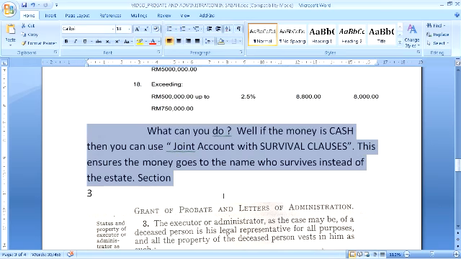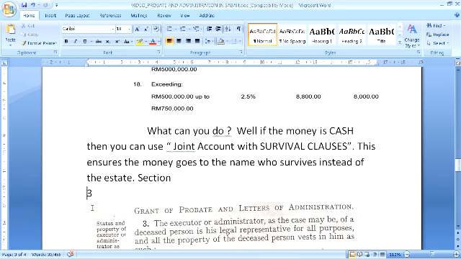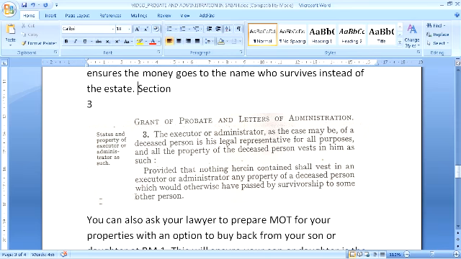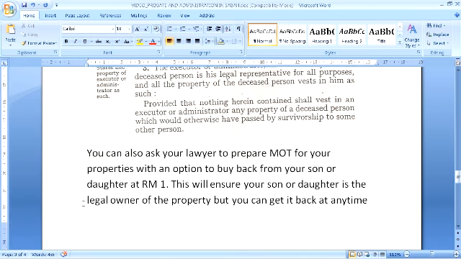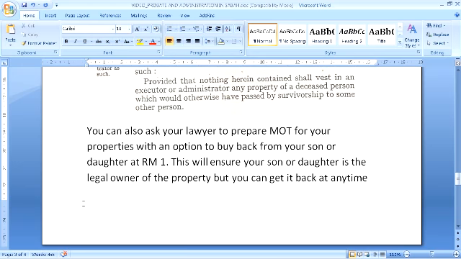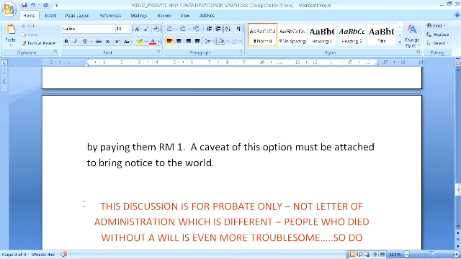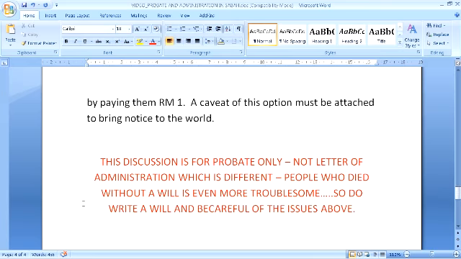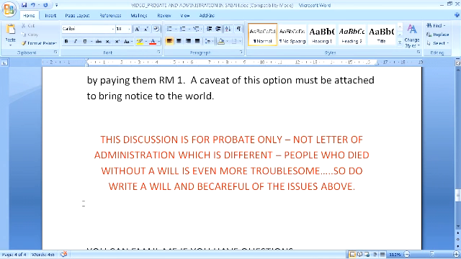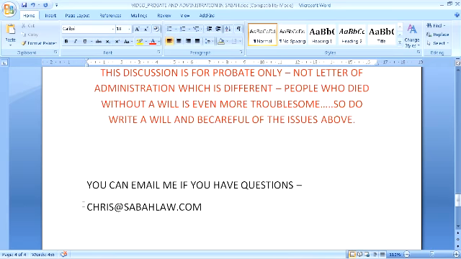And how can you avoid this? Most people, what they will do now is put the money, if you have cash, into a joint account with survival clauses. That is permissible because Section 3 of the Probate and Administration Ordinance says that those properties and cash can only go in provided they are not passed by survivorship to another person. So once you die, a survival clause ensures that the money goes to those who are in the account. For properties, you can also do something else like a transfer and a call to buy back the property.